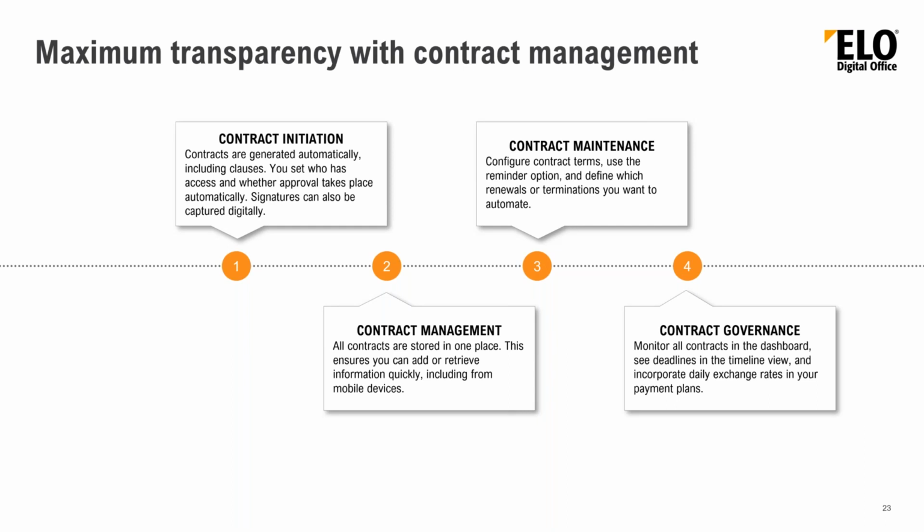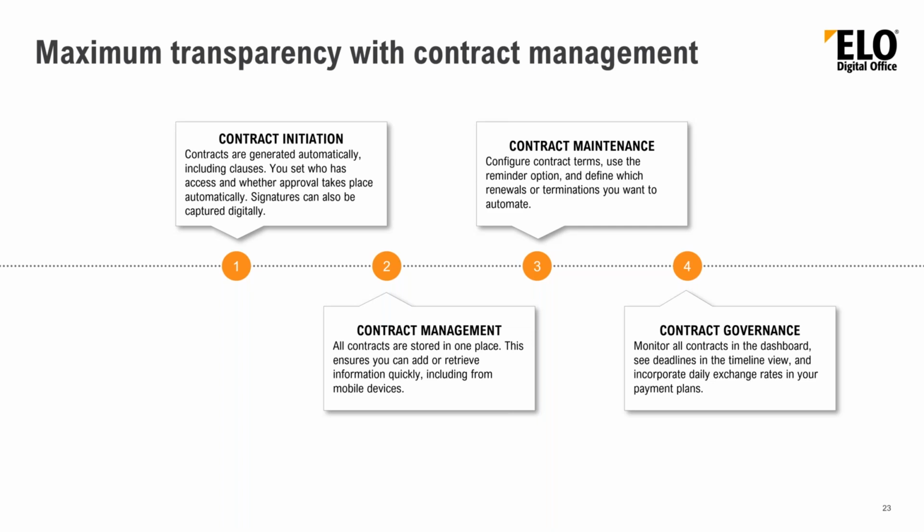So when you initiate your contract, it is generated automatically, including some clauses which you have when it's an outbound contract. Then it comes to contract management, because all contracts are stored in one place. You know where 100% of your contracts are, even if you don't have 20,000 to 40,000 in your company. You have a single point of information where you know that the information is stored.